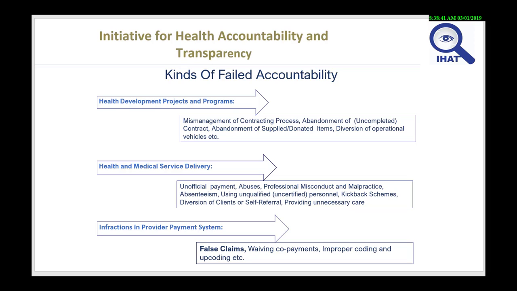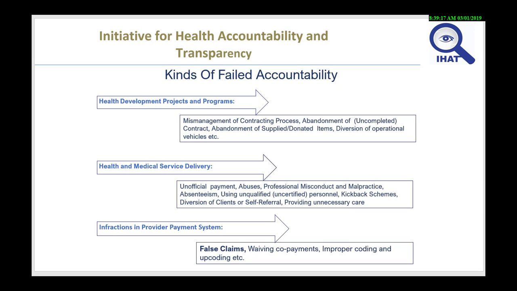There is also diversion of operational vehicles and other supplies and even equipment. The second category has to do with health and medical service delivery. This is where you see a lot of abuses, breaches of standards and procedures, and they include unofficial payment, what we sometimes call under-the-table payment. We also have professional misconduct and practices and medical negligence. And another important aspect under this category, which is very worrisome, is absenteeism.